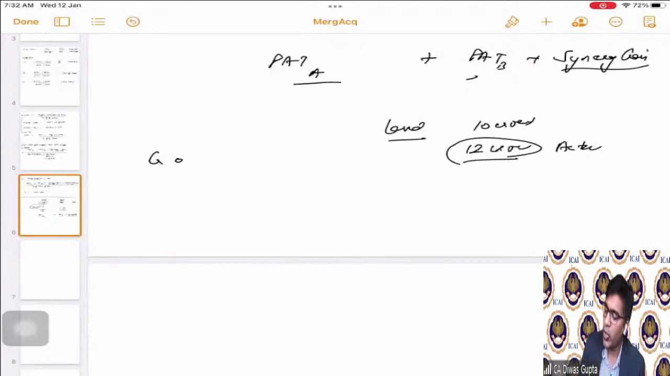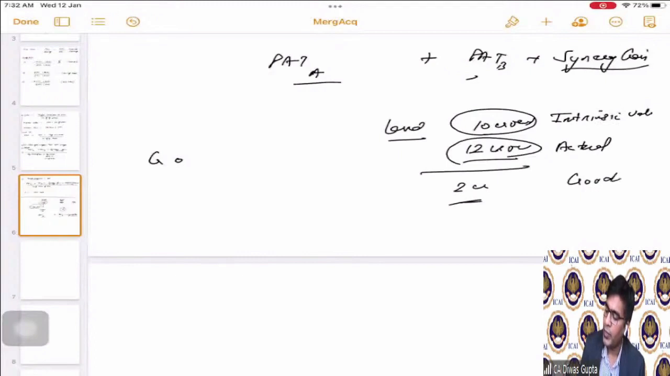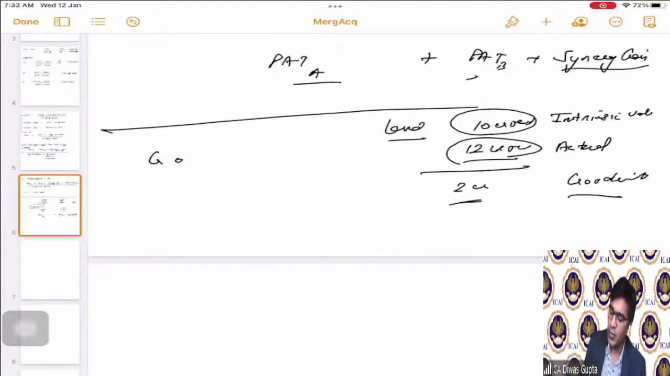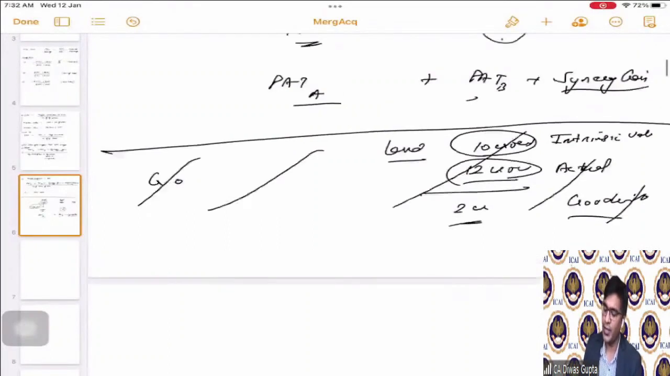Actually, you are paying 12 crores. The intrinsic value is 10 crores. So the 2 crores is called goodwill. Goodwill is actually paying higher than what the intrinsic value is. That is called goodwill. This is not our discussion area, but we still wanted to tell you the difference.